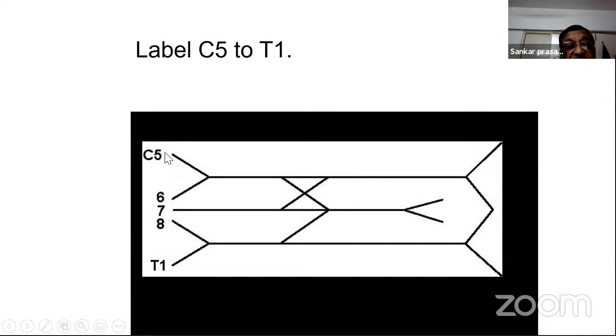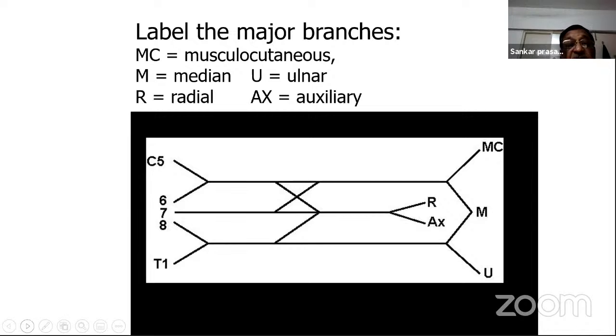That is C5, C6, C7, C8, T1. So now we are labeling the roots which we have labeled, and now we'll label the nerves in the W. That is the musculocutaneous nerve, the median nerve, the ulnar nerve, the axillary nerve, the radial nerve. Now it is easy for us to see what fibers are carried in what nerve in this fashion.